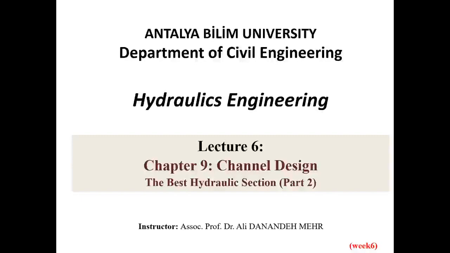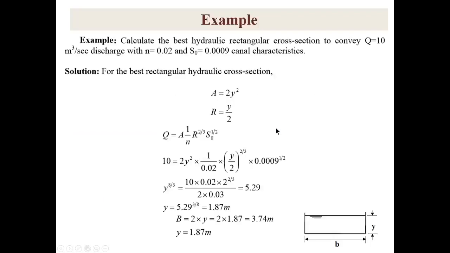In today's lecture, I'm going to talk about best trapezoidal hydraulic sections. However, as you see here, I would like to recall the previous lecture and solve an example for you. This is our example. Calculate the best hydraulic rectangular cross-section to convey Q equals 10 cubic meter per second with Manning roughness equals 0.02 and bed slope S0 equals 0.009.